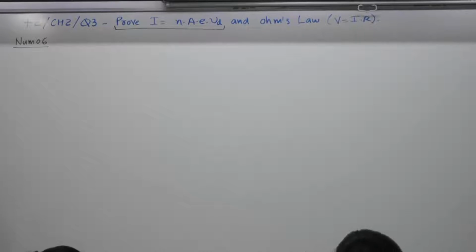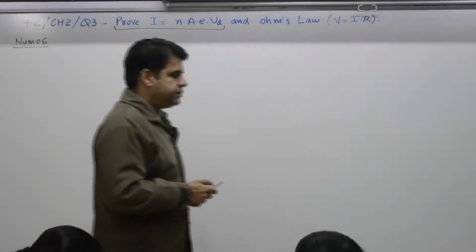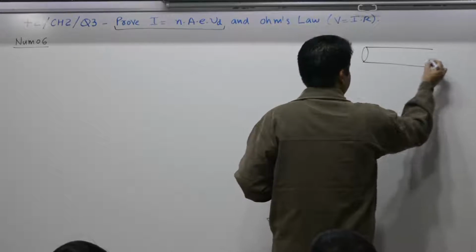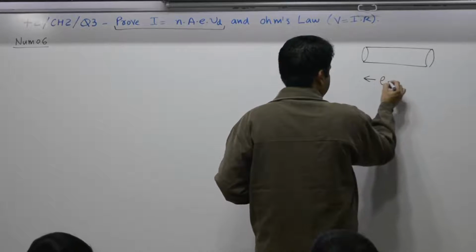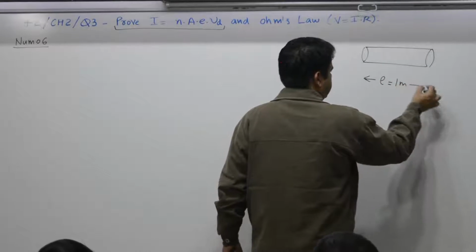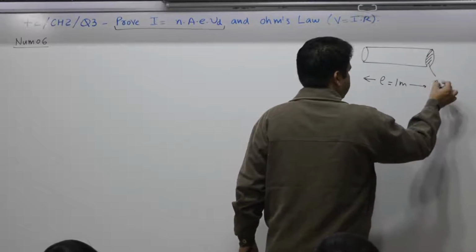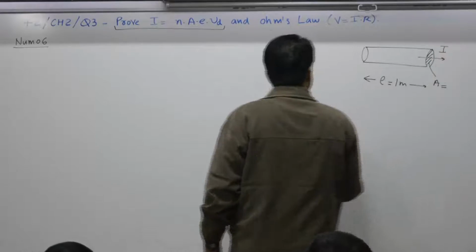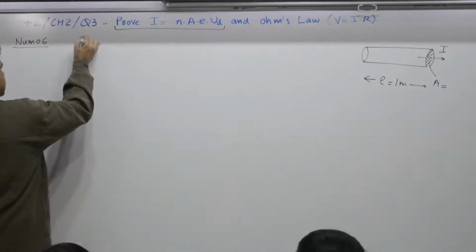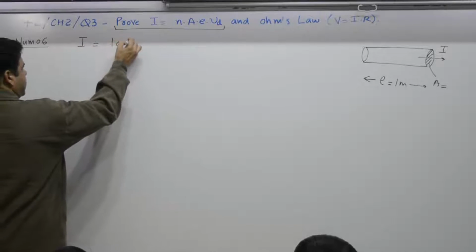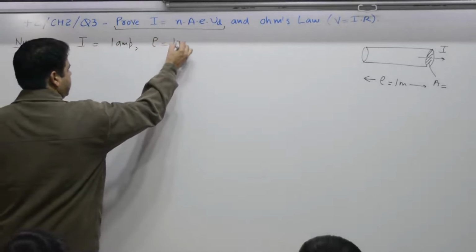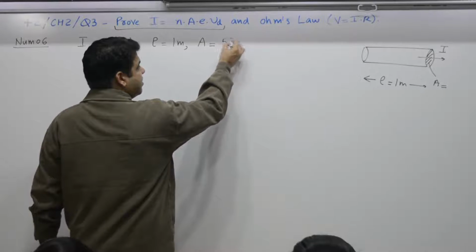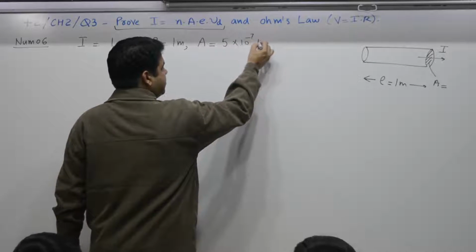Draw the diagram, write what is given. There is a wire of length L. How much? 1 meter. Cross-sectional area A is given. There is a current I flowing in the wire. What is the current flowing? Yes, 1 ampere. What is the length? 1 meter. Area? 5 into 10 power minus 7 meter square.